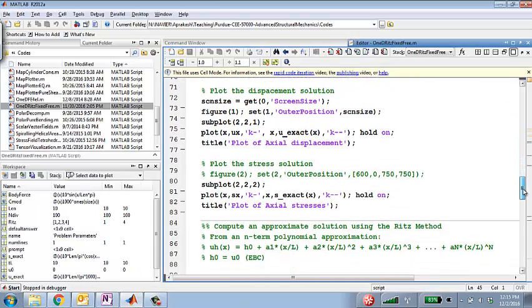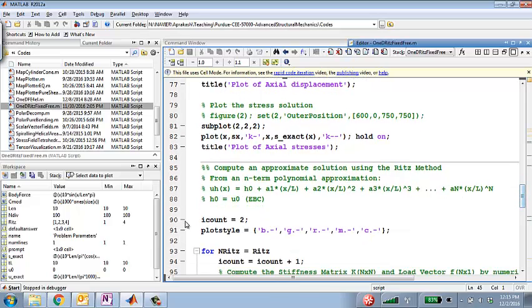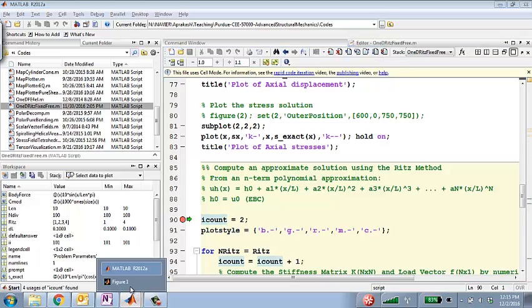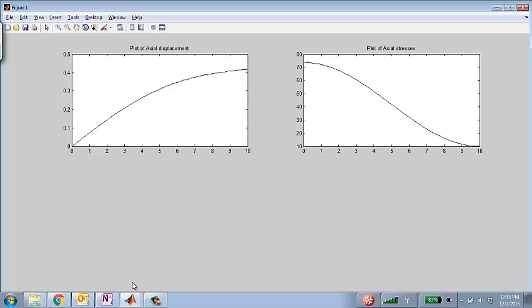After this point, I'll put a breakpoint here, and hopefully you're all familiar with how to use breakpoints in Matlab. This is a very good tool to help you understand how things get computed. Let's see what that looks like. This is the exact solution that was given by the user, just so that I can compare it against my Ritz method. This is the axial displacement on the left.